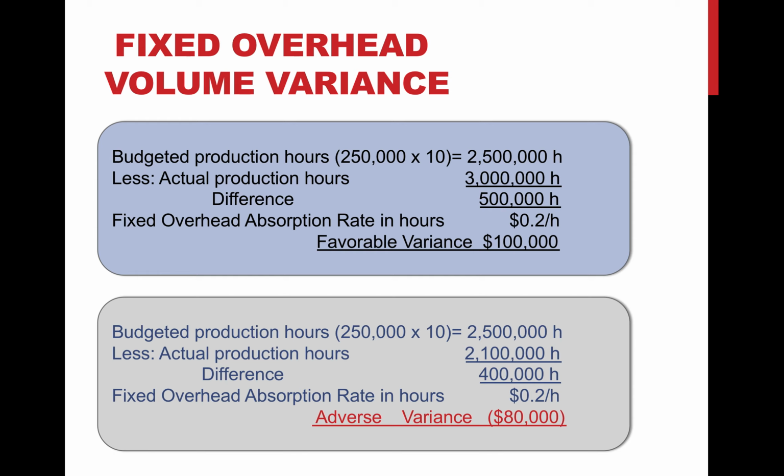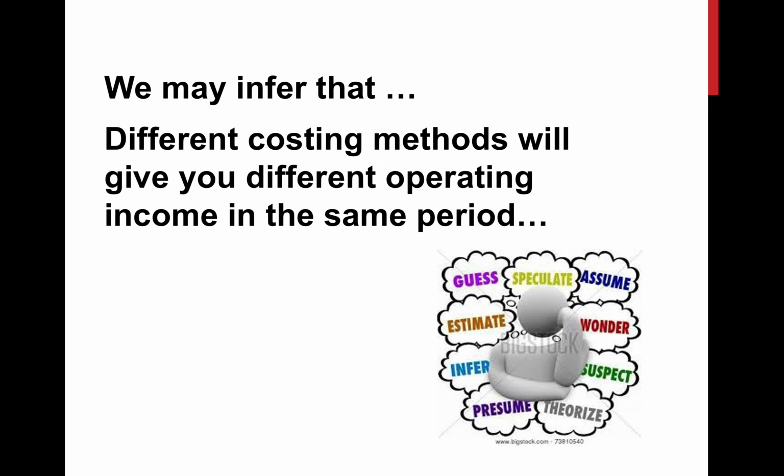It's the same if you only take the difference between what you have budgeted minus your actual production, and that difference times the 4, the fixed overhead absorption rate in hours. You will see that you have an undercharge of 80,000. What do I have to do if I have an adverse variance? I have to increase my cost of goods sold by this amount of 80,000. In the other way, when I have a favorable variance, I will reduce my cost of goods sold by this amount. Remember, again, this is only on absorption costing, okay?